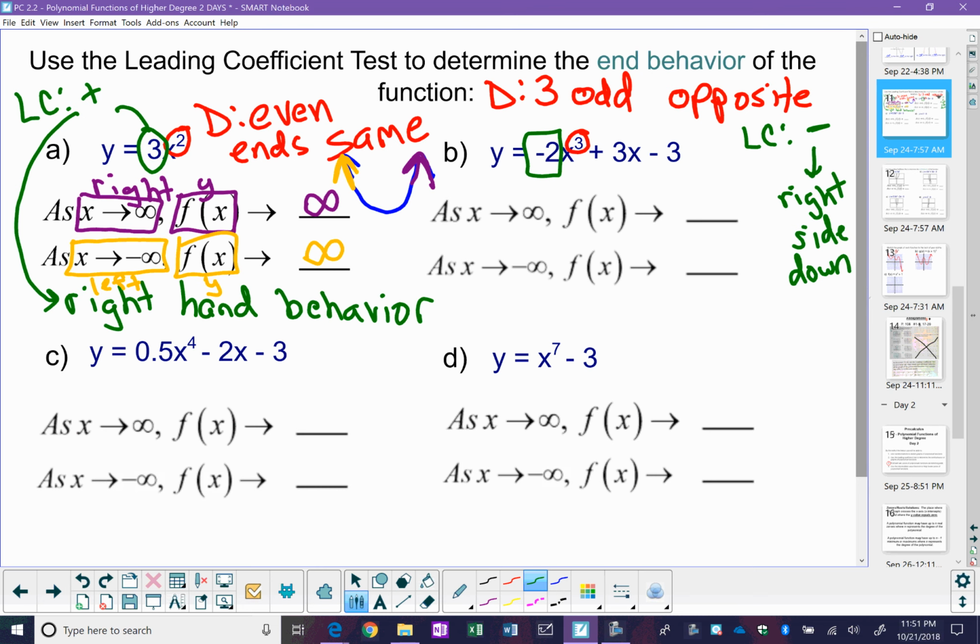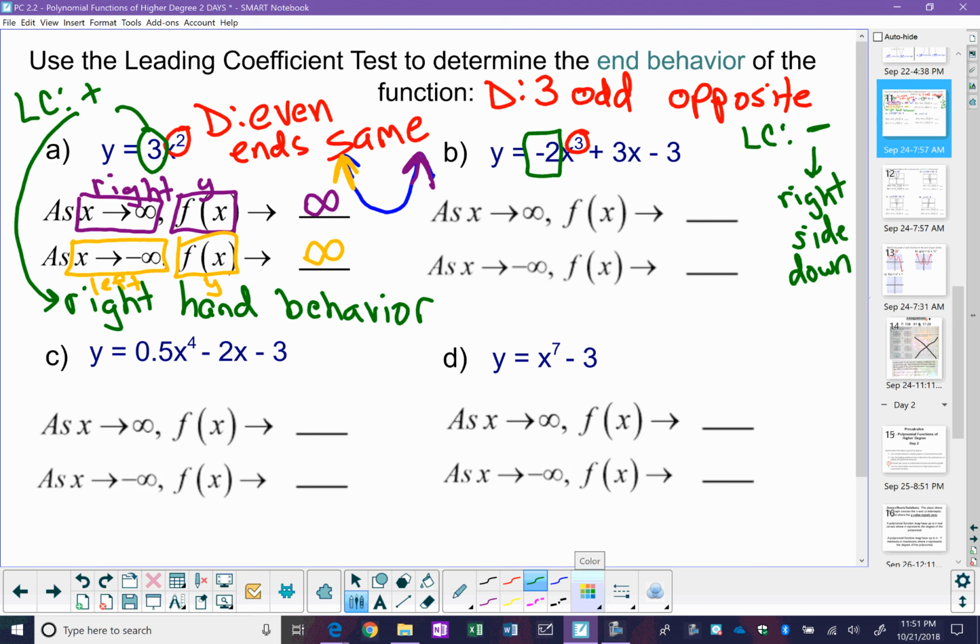Okay, so just to recap, if the degree is even, they go in the same direction. If the degree is odd, they go in opposite directions. If the leading coefficient, the green piece, the number being multiplied by the variable, is positive, it means your right hand is going up. If it's negative, it means your right hand is going down.